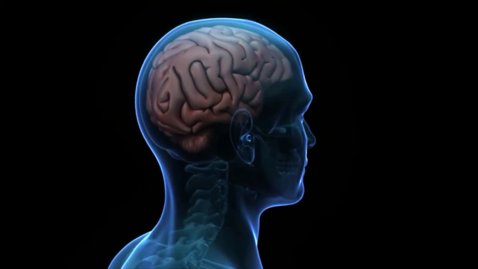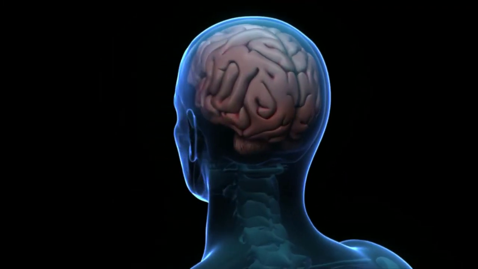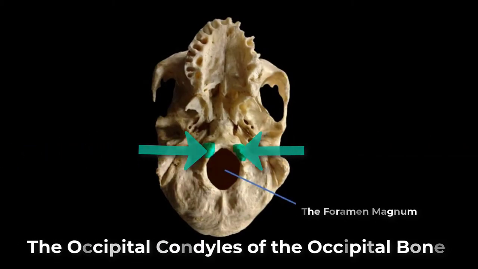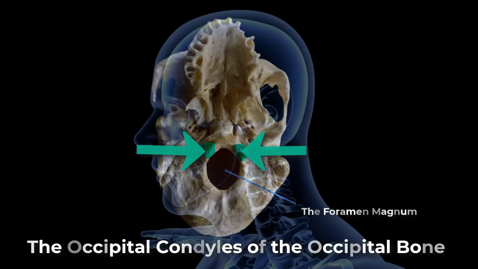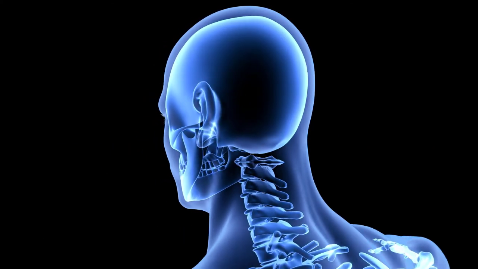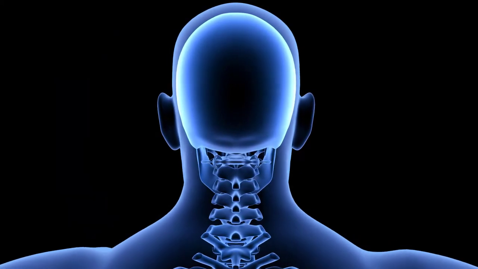The foramen magnum allows for passage of the spinal cord as it exits the skull. On either side of the foramen magnum is an oval-shaped occipital condyle. These condyles form joints with the first cervical vertebrae and thus support the skull on top of the vertebral column.